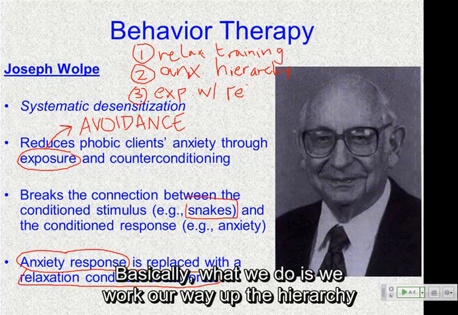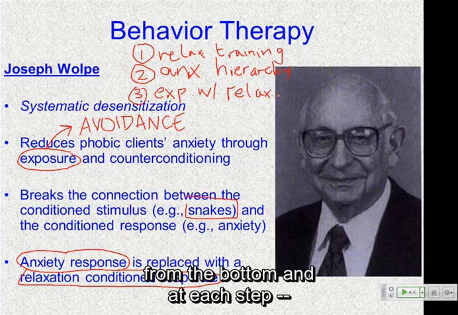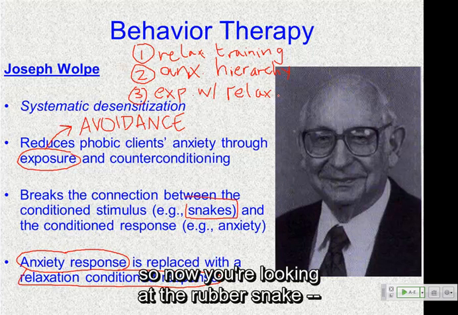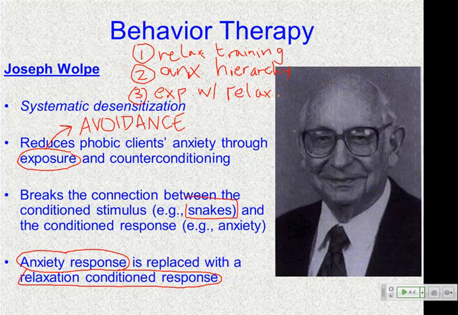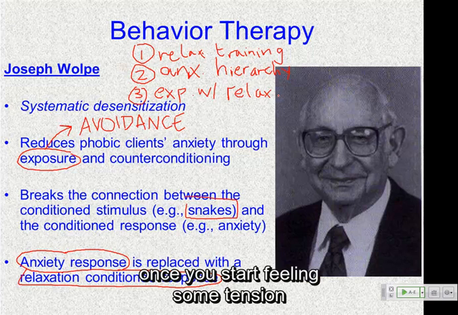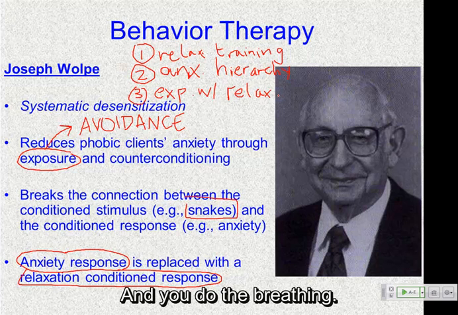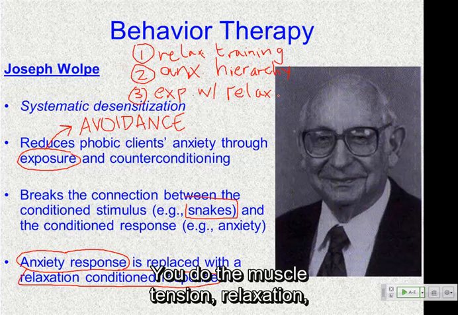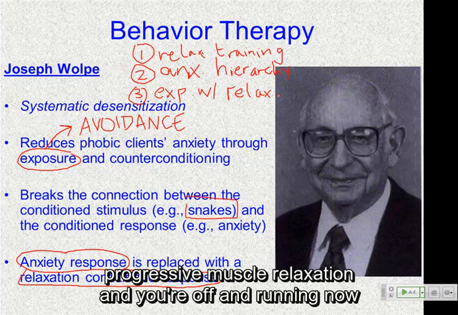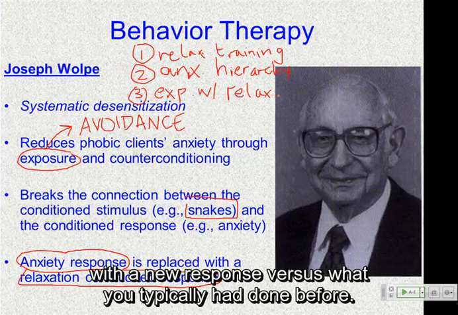Exposure with relaxation. Basically, what we do is we work our way up the hierarchy from the bottom, and at each step, so now you're looking at the rubber snake, once you start feeling some tension and some anxiety, we stop. And you do the breathing, you do the progressive muscle relaxation, and you're off and running now with a new response versus what you typically had done before.